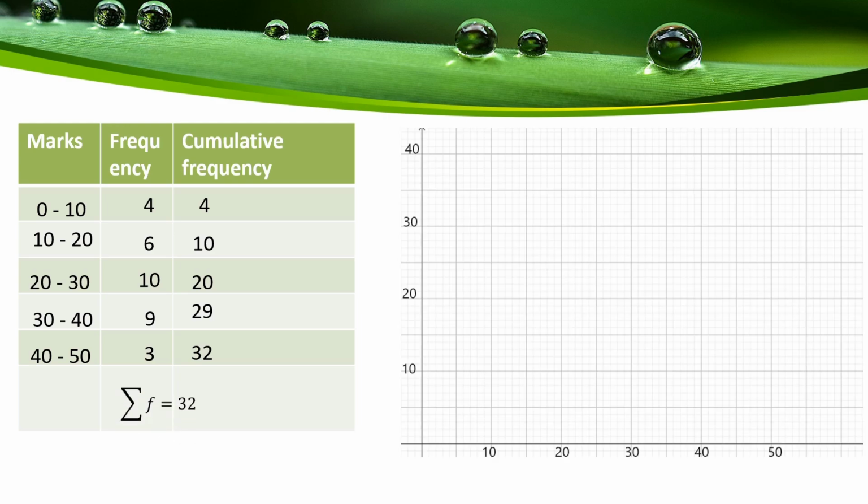In our graph, the x-axis represents the upper limit of the class interval, and the y-axis represents cumulative frequencies. To construct this graph, we take pairs of coordinates. Look at the first coordinate: 10, 4. 10 is the upper bound of the first class interval, and 4 is the respective cumulative frequency. So we'll mark that on the graph. Then 20, 10; 30, 20; 40, 29; and 50, 32.